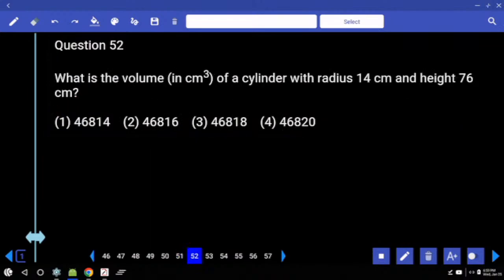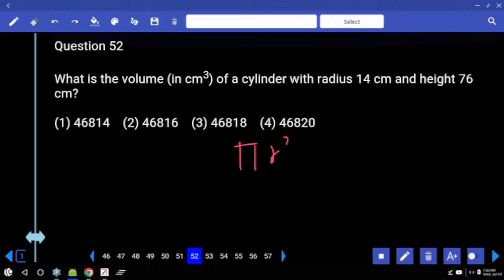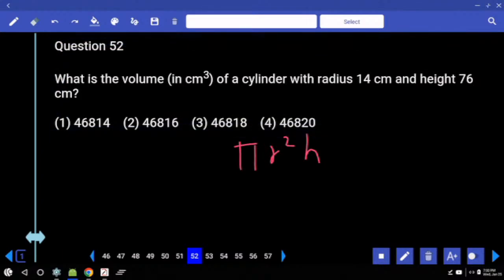52. This is a simple direct question. What is the volume of cylinder? Now forget about everything here. Sorry, pi r square h. Only cylinder is being asked. So cylinder volume is what? Pi r square h. So దీంతో మనకు పెద్ద పనేం లేదు. We see the options. R square అంటే ఎంత? 14 square కదా. Yes or no?